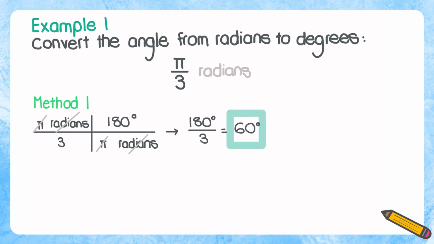Now let's take a look at method 2. Method 2 is much simpler, but it doesn't always work. In later examples, we'll see when this method does not work. For method 2, we write out what we have. So we have pi radians over 3. But we know that pi radians is the same thing as 180 degrees. So we can simply replace this part with 180 degrees.